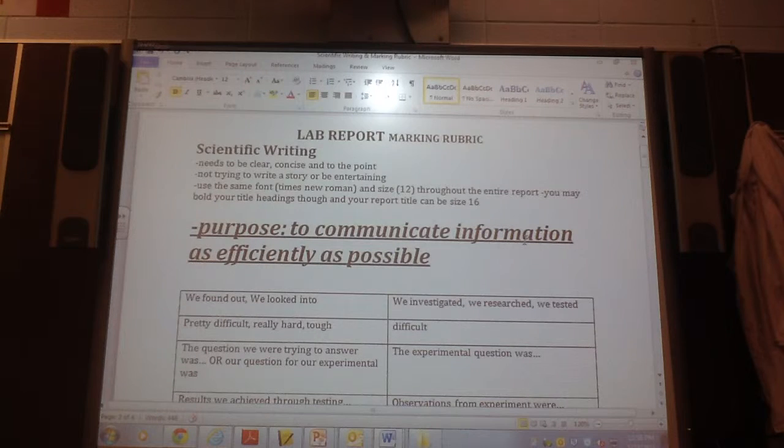When you're doing scientific writing, your purpose is to communicate information as efficiently as possible. It's not a fluffy essay. Don't just put in stuff for the sake of putting in stuff, like you do in English class, where you try to embellish. Don't do that in science. Just say it how it is, right to the point. You need to be clear and concise. Don't try to write a story or be entertaining. Don't try to make any jokes or do anything fun.